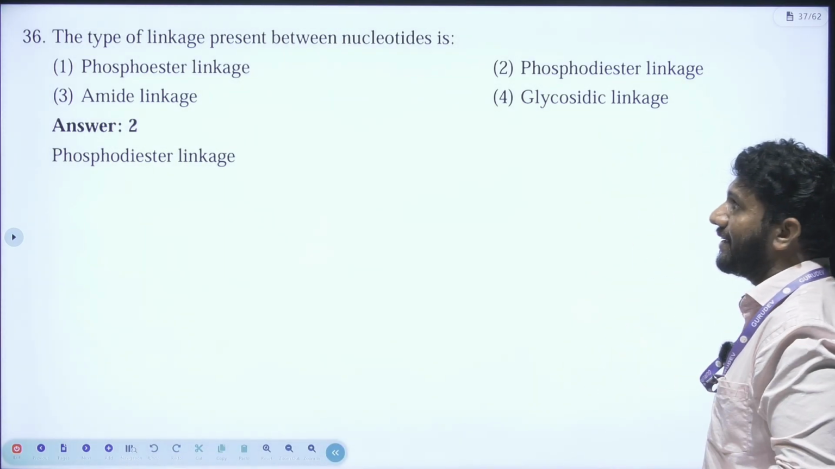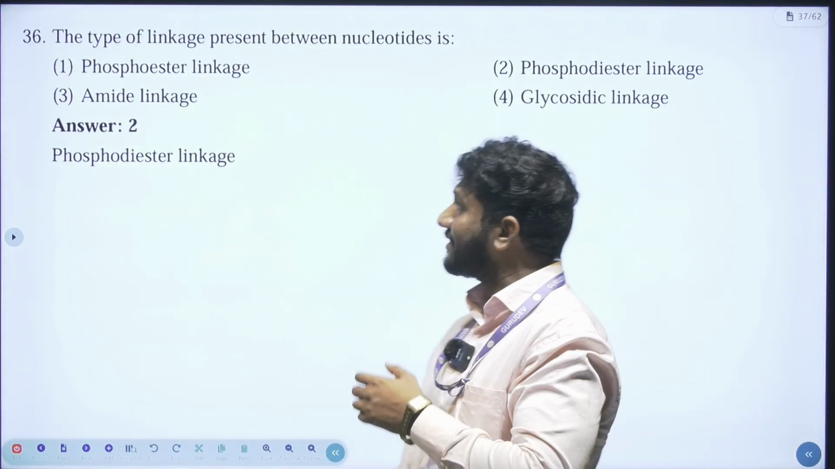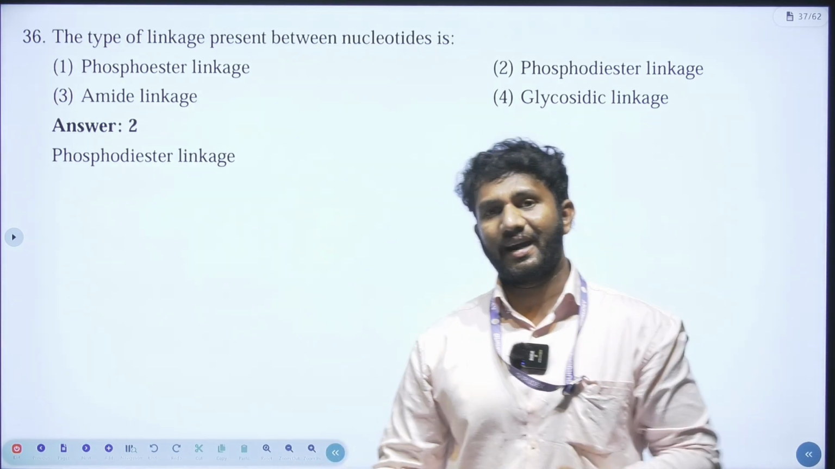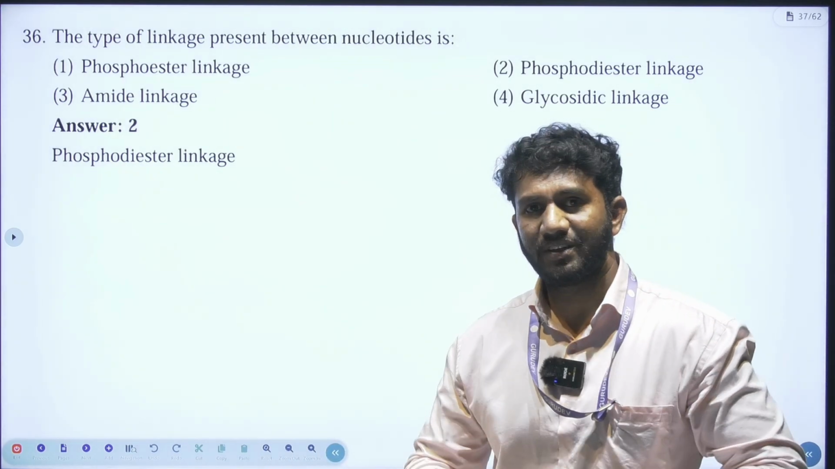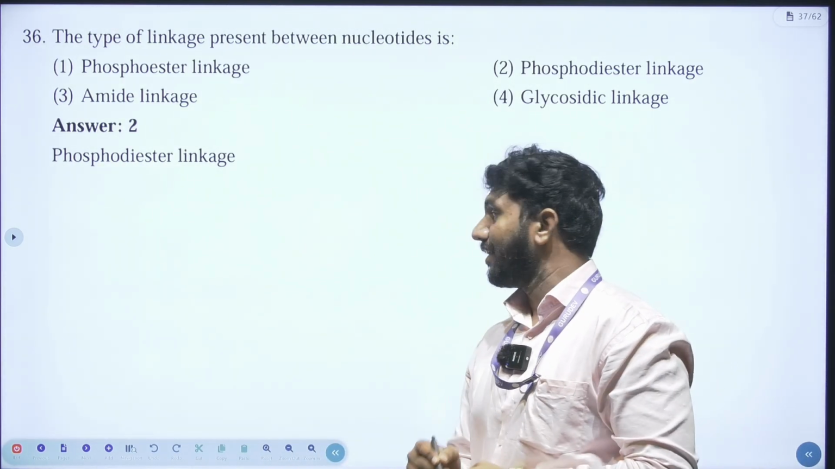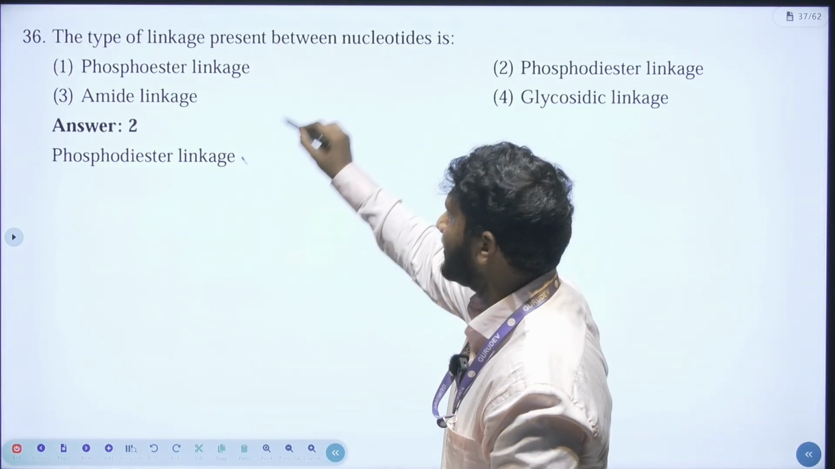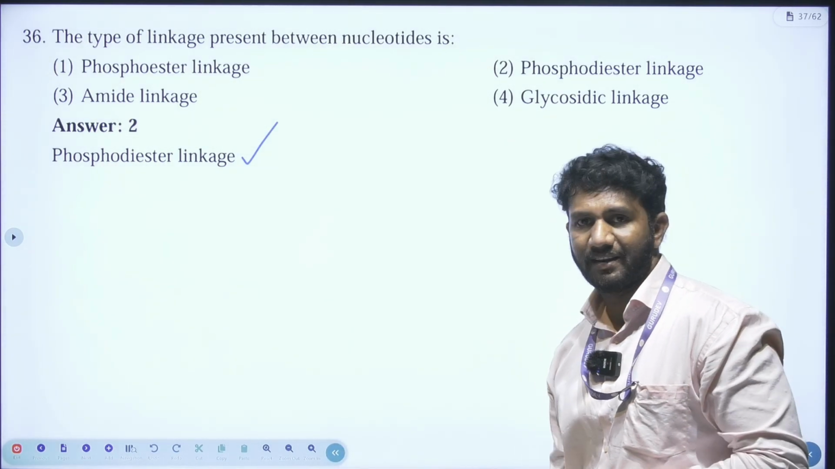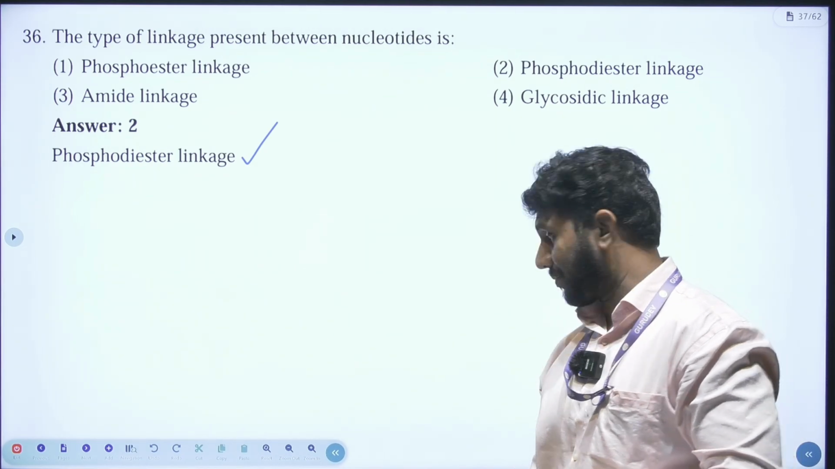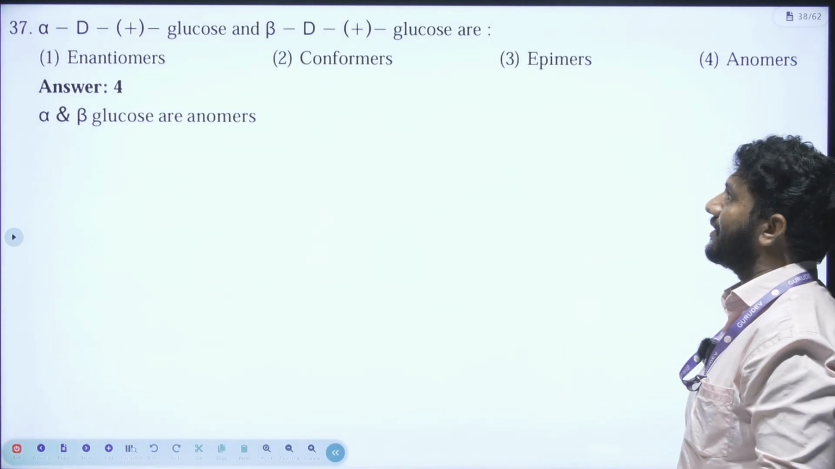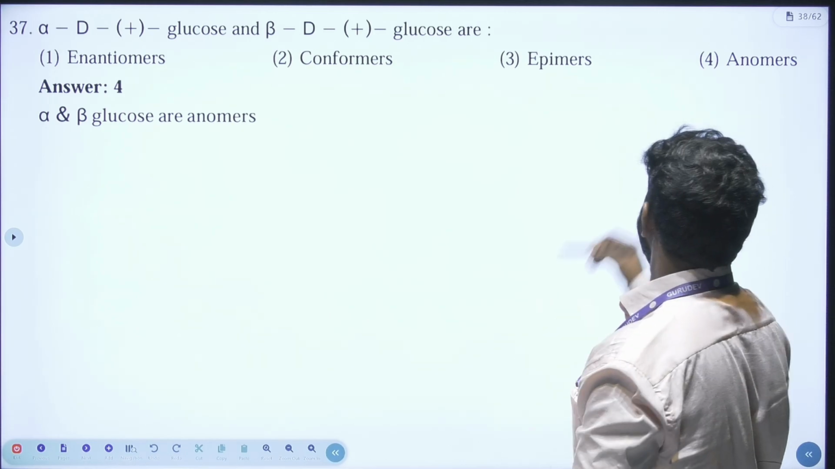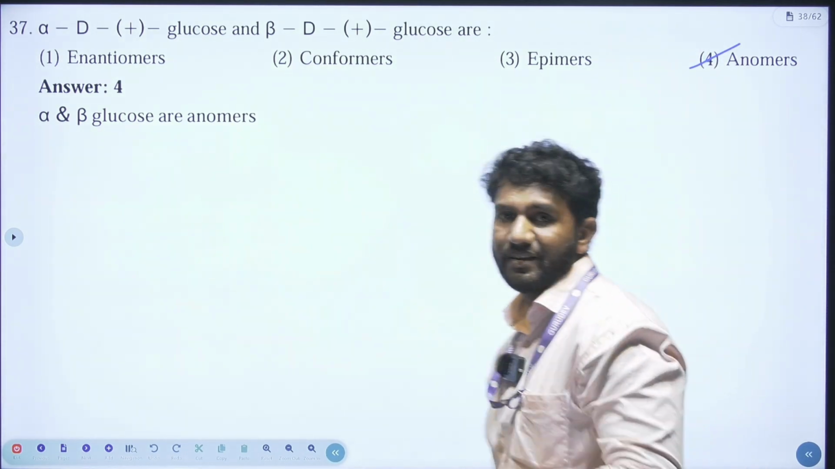The type of linkage present between nucleotides is... A nucleotide is a combination of pentose sugar, nitrogenous base and phosphate group. So here the linkage present is phosphodiester linkage. This is from the Biomolecules chapter. Next question is, alpha-D-glucose and beta-D-glucose are, so they are collectively called anomers.